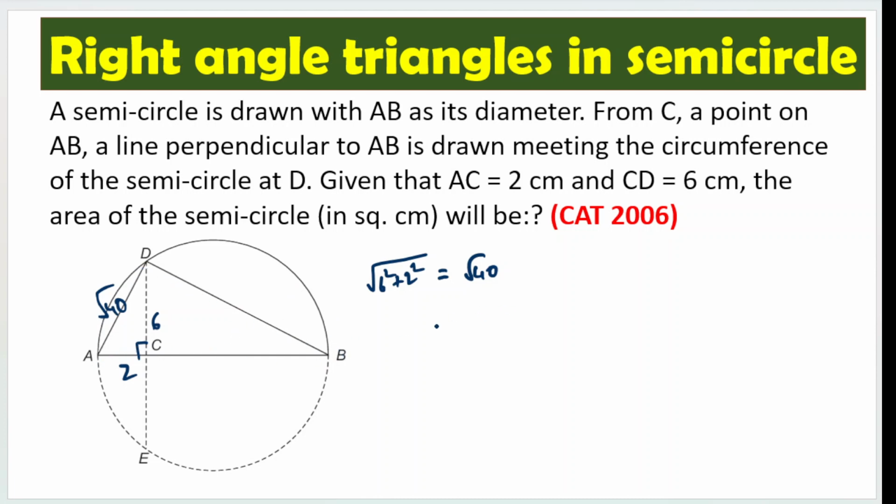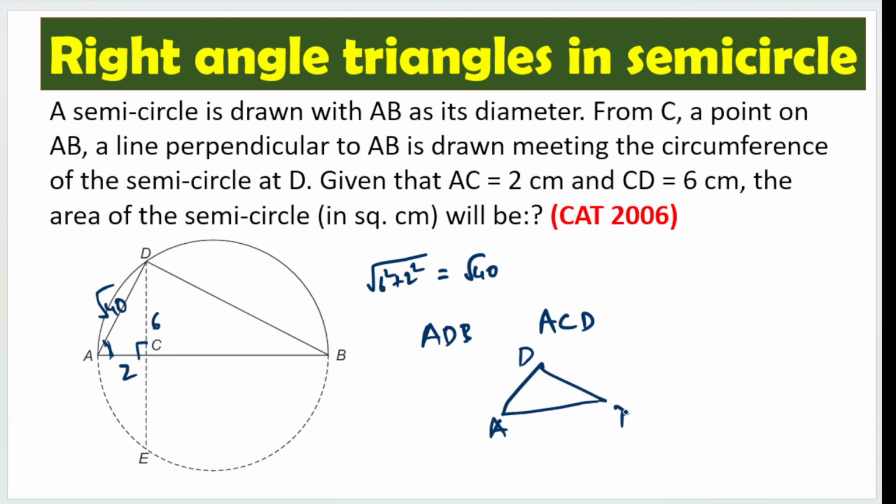Let's compare these triangles ABD and ACD. Or in fact ADB and ACD. Both are right angle triangles. ACD and ADB both are right angle triangles, and one of the angles is the same. This angle is the same. For example, ADB is like this.